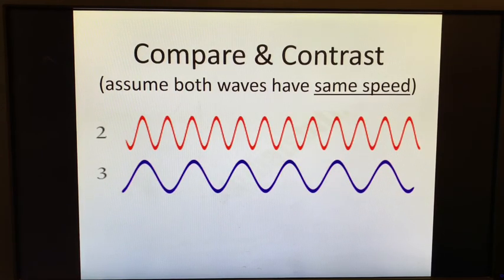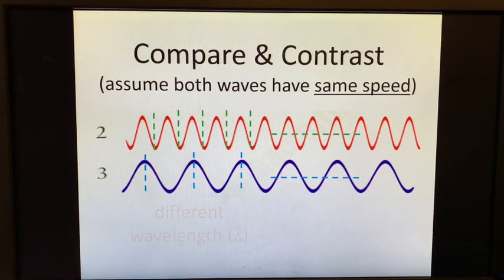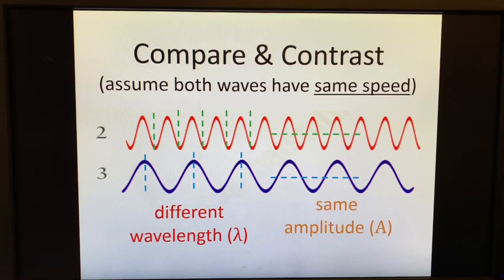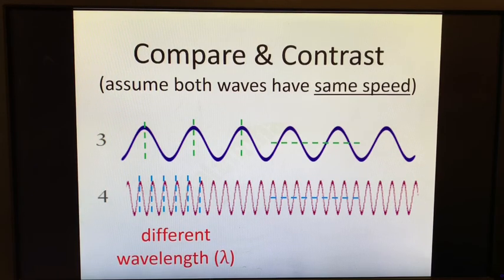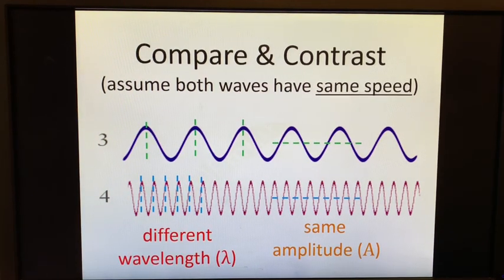Okay, compare and contrast. Different wavelengths, same amplitude. Compare and contrast. Again, different wavelengths, same amplitude. Good job.